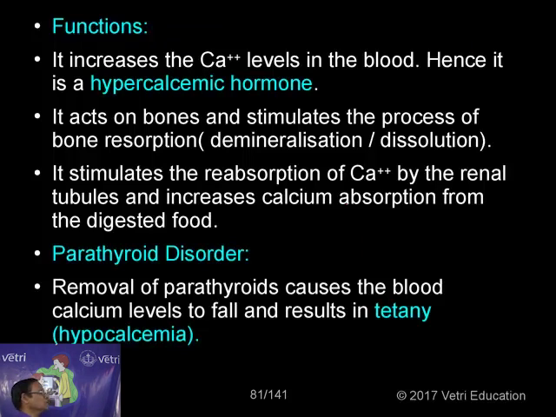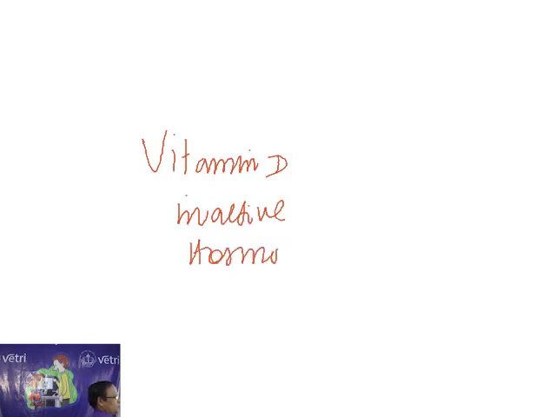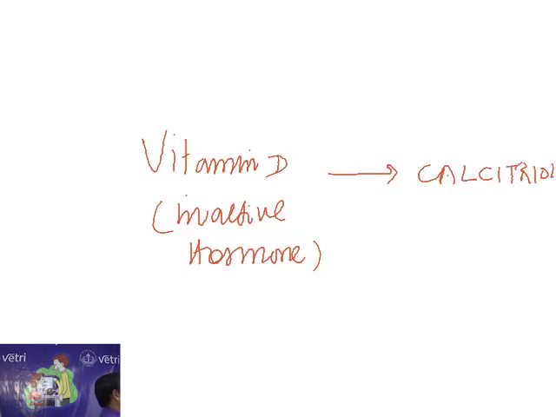Normally, vitamin D, or calciferol, is an inactive hormone. This vitamin D is converted to the active hormone called calcitriol by means of PTH. So the parathormone is responsible for activating the inactive vitamin D into calcitriol, which is the active hormone.